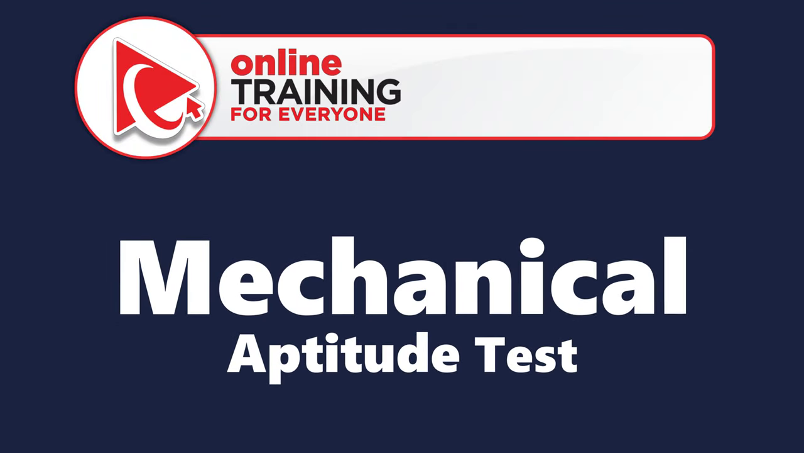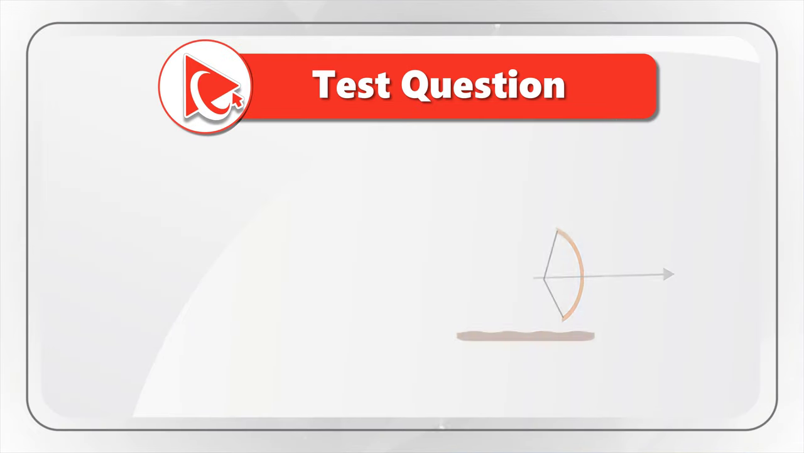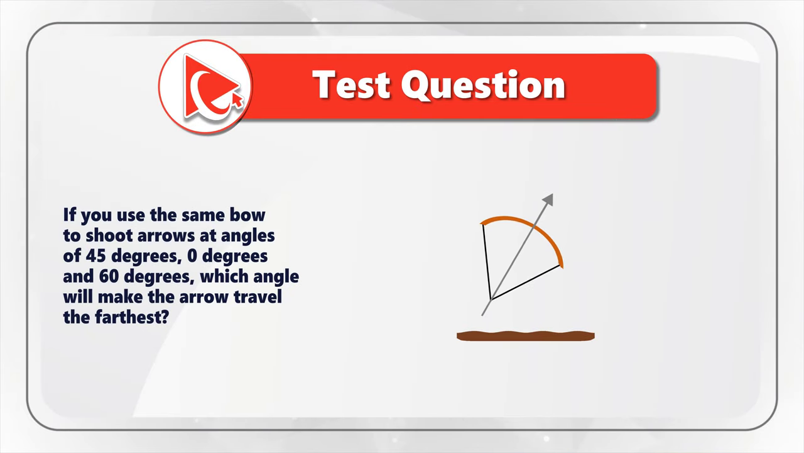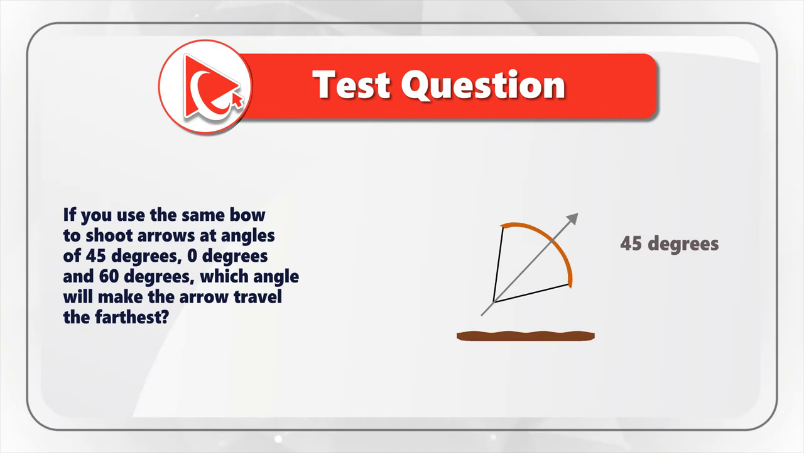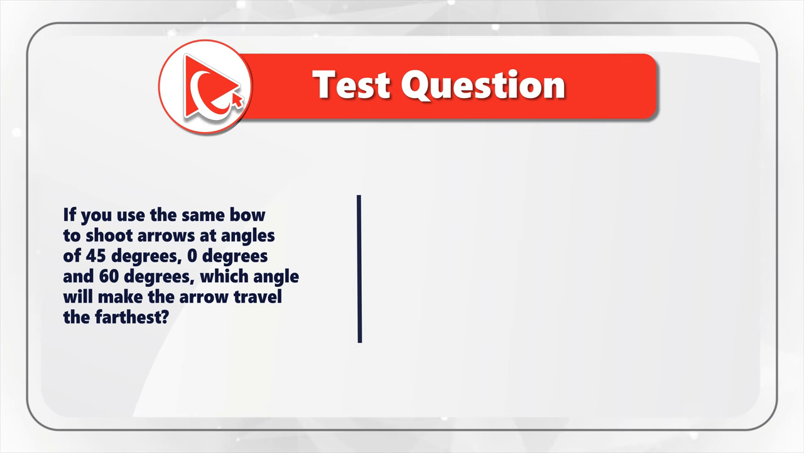I think this question is not just about engineering, but also about your critical thinking and analytical skills. If you use the same bow to shoot arrows at angles of 45 degrees, 0 degrees, and 60 degrees, which angle will make the arrow travel the farthest? You have four possible choices.